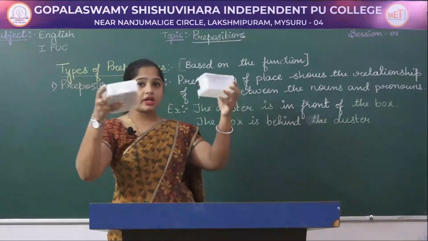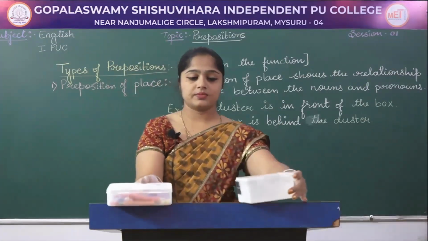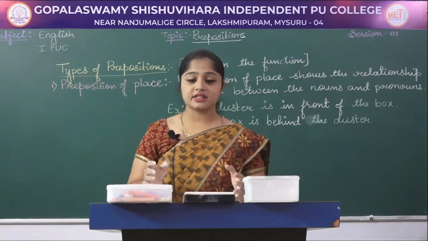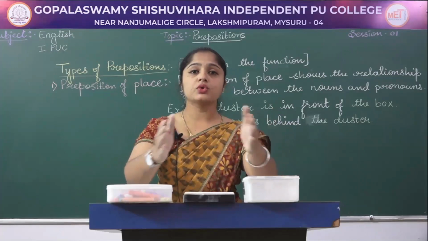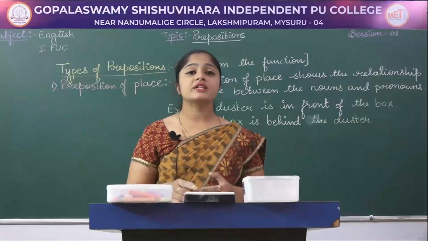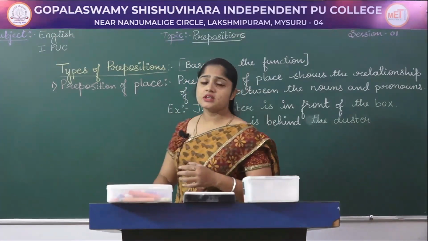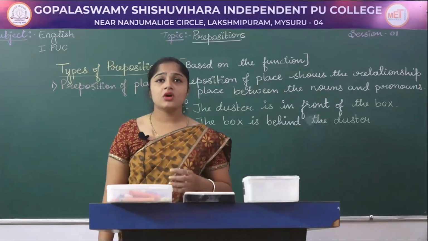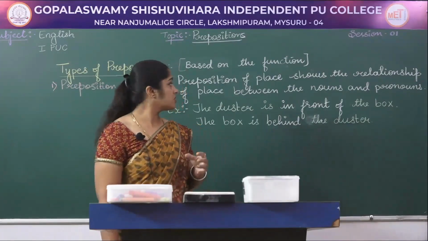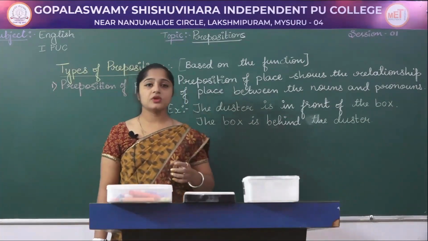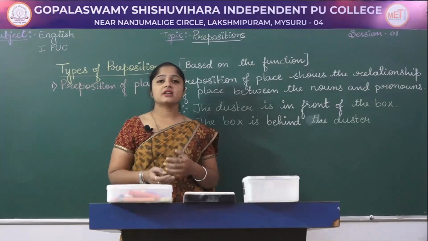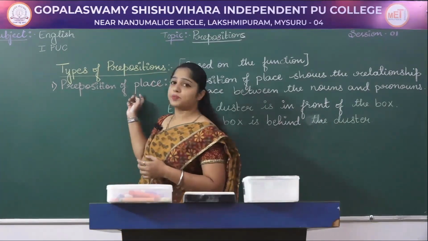Now there are two boxes here. So where is the duster now? The duster is between these two boxes. So the words like between. These are a few examples for preposition of place. It talks about the position or the place of a noun or a pronoun. I hope I made it clear. So the words like in front of, behind, above, below, in, on, all these are examples for preposition of place.